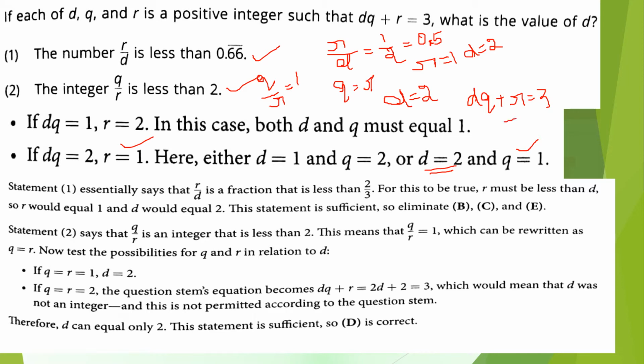So here R is 1, Q is 1. Then how much do I have to multiply in order to get the value of 3? I will multiply by 2. 2 ones are 2, plus 1 is 3. So D is equal to 2. So from the second statement also you can determine the value of D. So each statement alone can answer the question. Option D is correct for this problem.